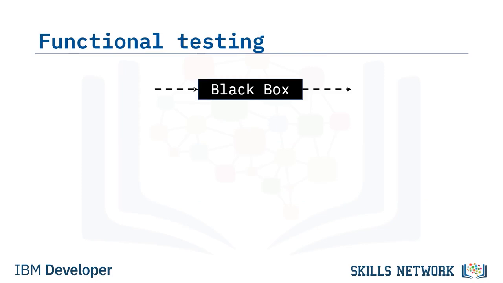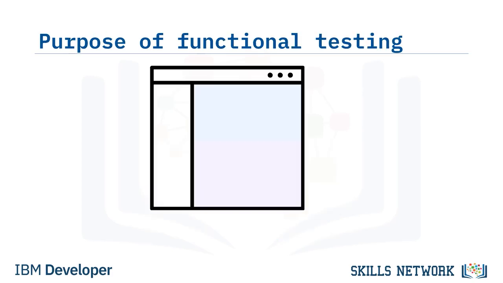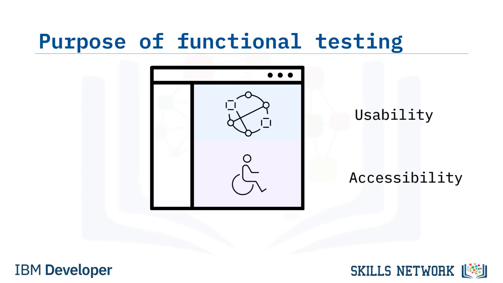Functional testing usually involves black box testing, which is a method of testing without looking at source code or internal structure. Functional testing is only concerned with inputs and corresponding outputs of the system under test, also called the SUT. It is entirely based on testing functional requirements, and functional testing can be carried out manually or using automated tools. The goal is to test the functionality of the application, making sure the application is usable and accessible.